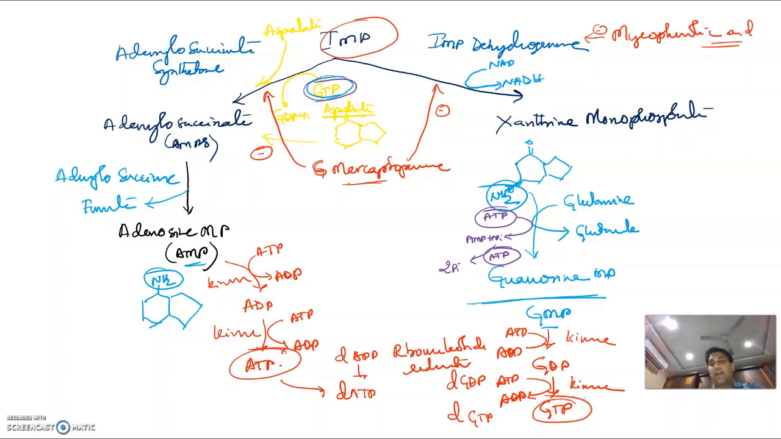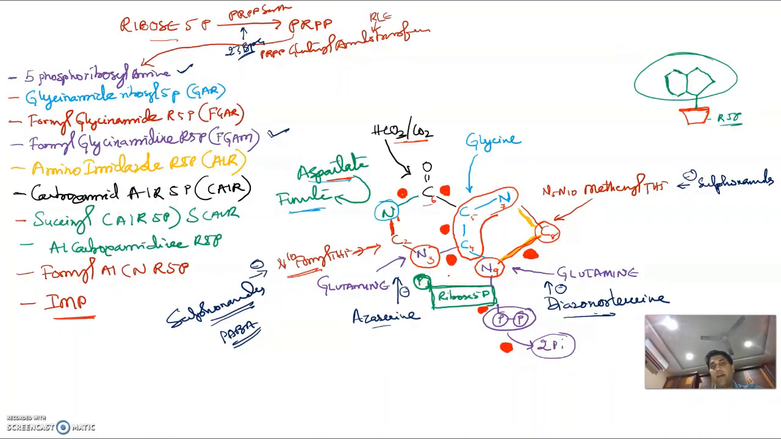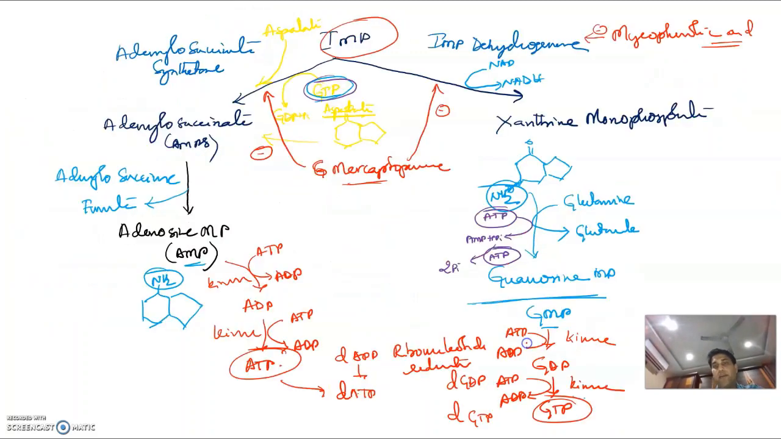Let us look at the number of ATPs required. Right from the beginning, from PRPP synthase, how many ATPs were required? Let us count the flowers here. 1, 2, 3, 4, 5, 6, 7. 7 ATPs for formation from ribose 5-phosphate to IMP. We have requirement of 7 ATPs.